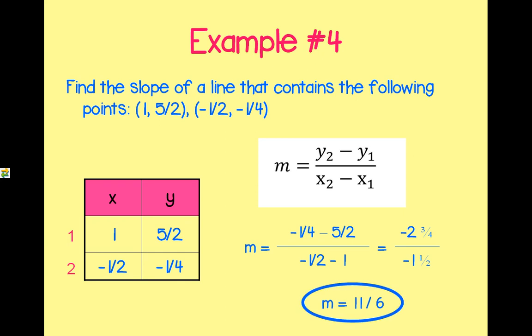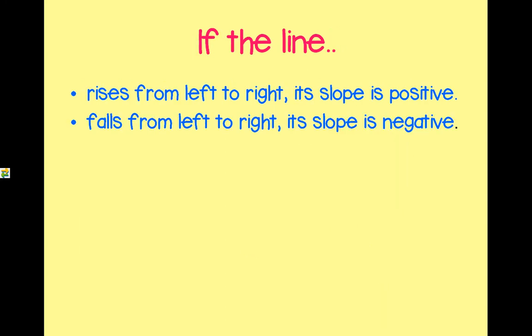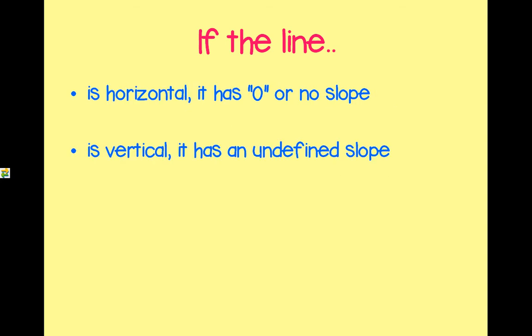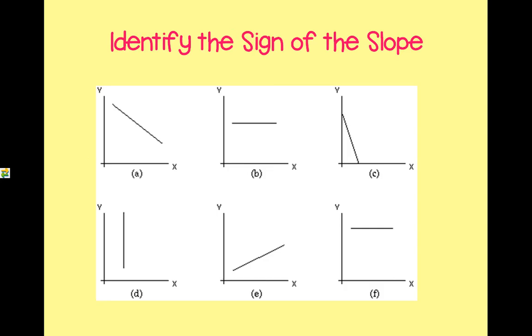Okay, when you're looking at the slope, if you see that it rises from left to right, its slope is going to be positive. If it falls from left to right, its slope is negative. If the line is horizontal, it has 0 or no slope. If the line is vertical, it has an undefined slope. So looking at these different graphs, we're going to determine if they are positive, negative, 0, or undefined.